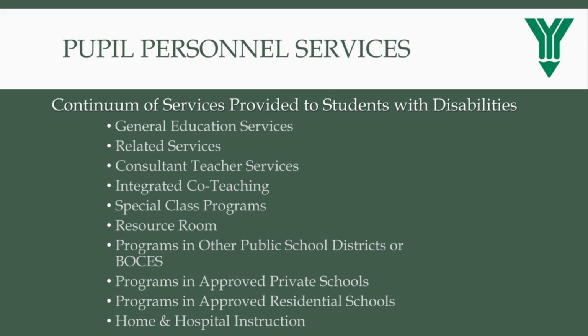And it's important to mention that there are a certain maximum number of students allowed in each of the programs, and that ratio is set by the New York State Education Department. So for instance, in an integrated co-teaching class, the maximum number of students with special education is 12. And we always look to have no more special ed students than general ed students within a classroom if possible.